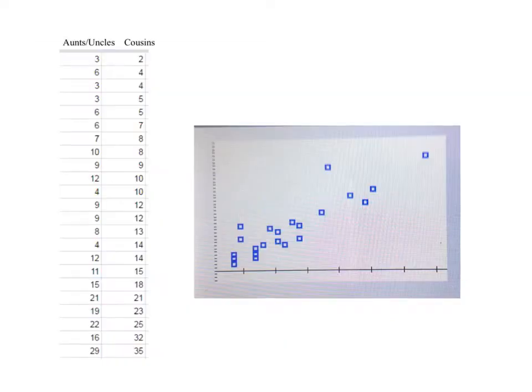Okay, here's some data I collected from one of my classes on the number of aunts and uncles they had and the number of cousins they had. And I made a graph here of that data. So if you could think about maybe drawing a line through this, something like this. Let's just think about and talk over our description of this.